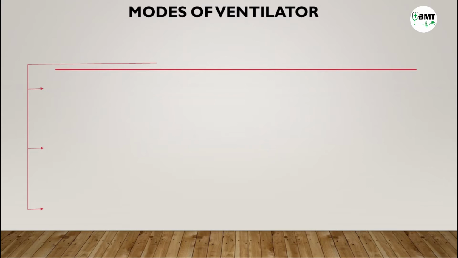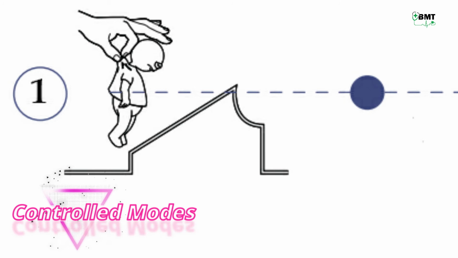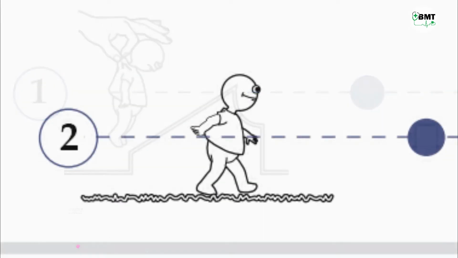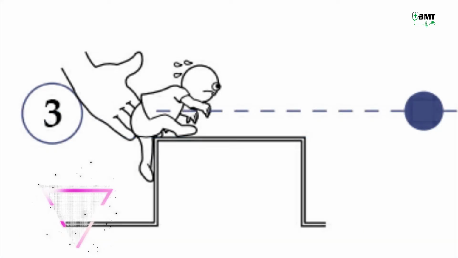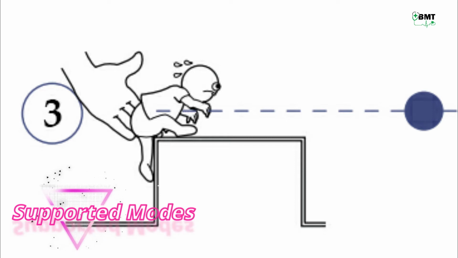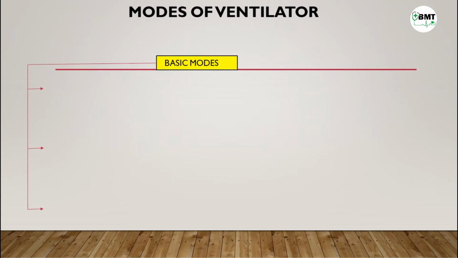In modes also there are categories, which include control modes, interactive modes and supported modes. Control modes are for critical patients who are sedated or unable to breathe on their own, so mandatory mechanical breaths are provided to the patient. Now interactive modes. Whenever the patient starts triggering breaths, for example 4 to 5 breaths, at that time we put the patient on interactive modes. And supported modes are used when the patient's condition has significantly improved, that is before weaning the patient from the ventilator.